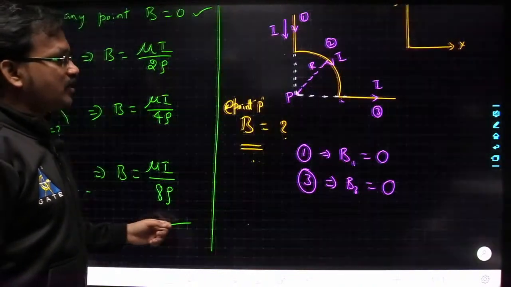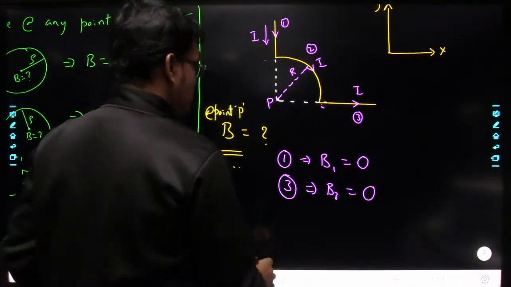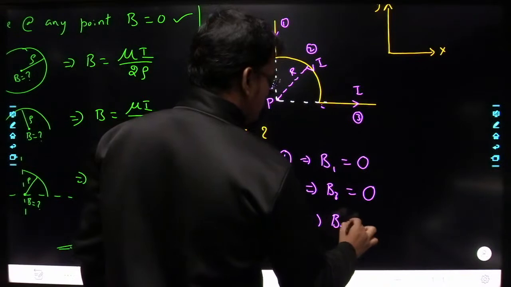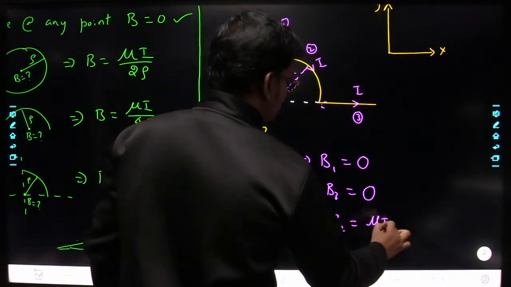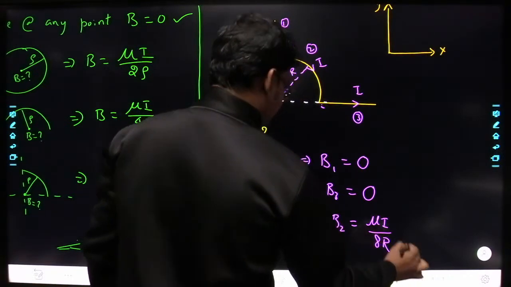Understood? Okay. Now here the radius is nothing but R. Right. So due to the second section, the B field is equal to mu I by 8R. Right. Mu I by 8R.